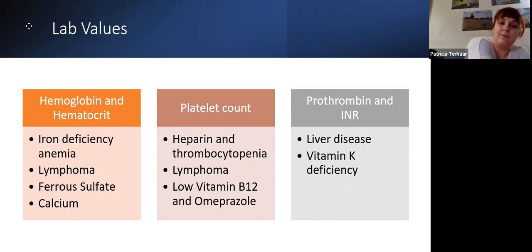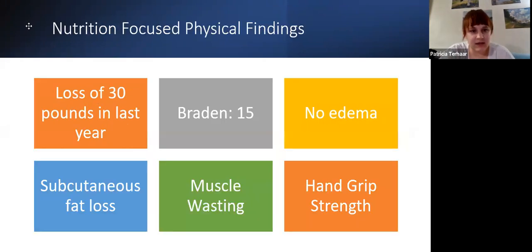And then with prothrombin time and INR, it could be linked with liver disease and vitamin K deficiency. And so the liver disease, as we talked about before, could be part of Sjögren's syndrome and polymyositis affecting other organs in the body.